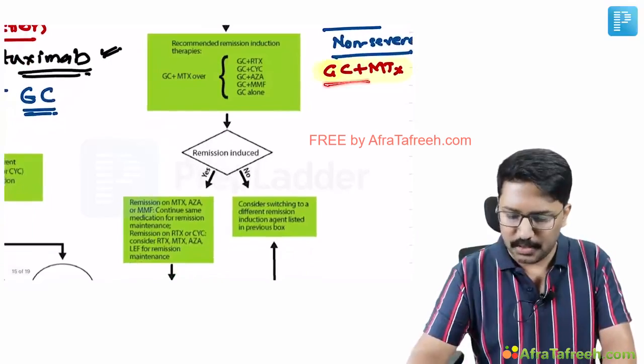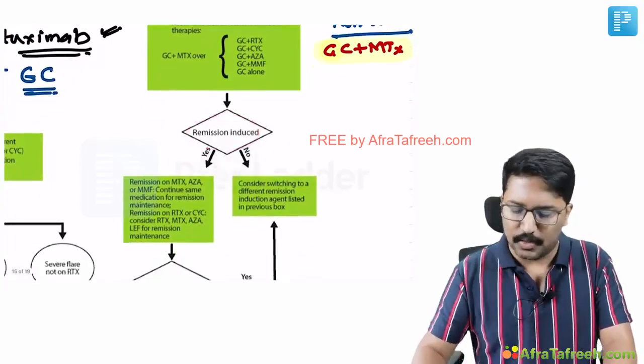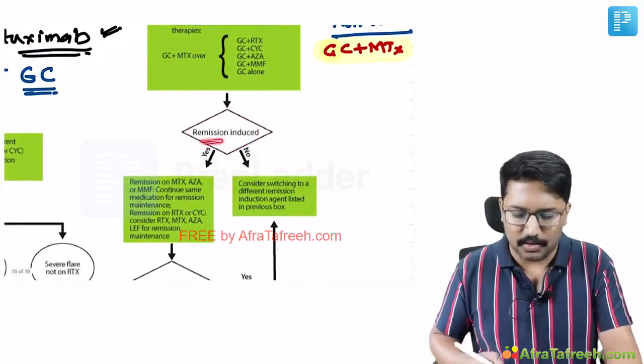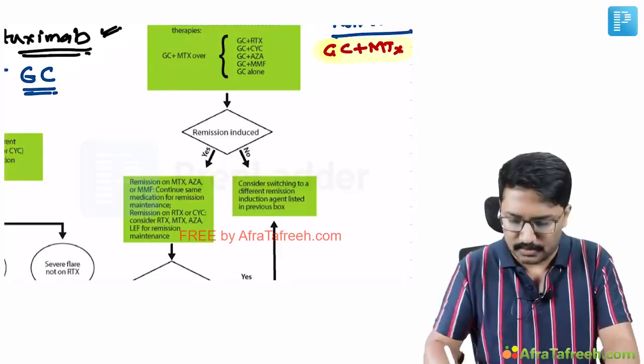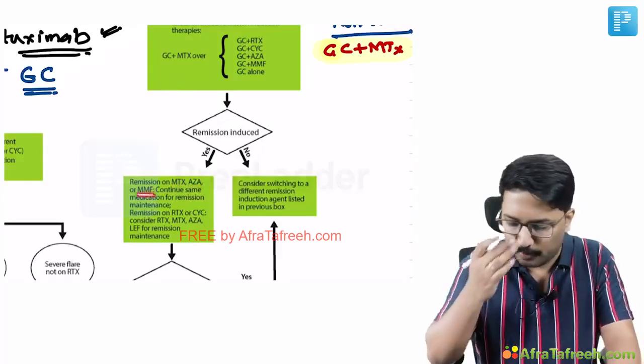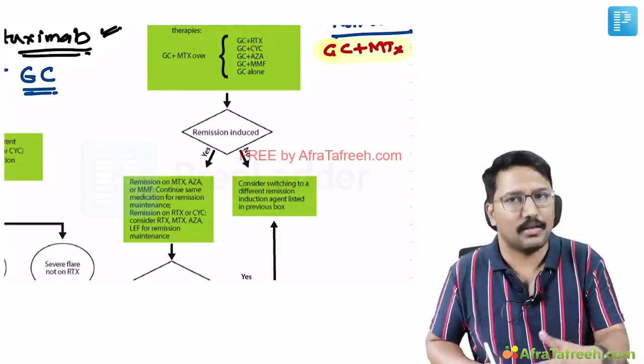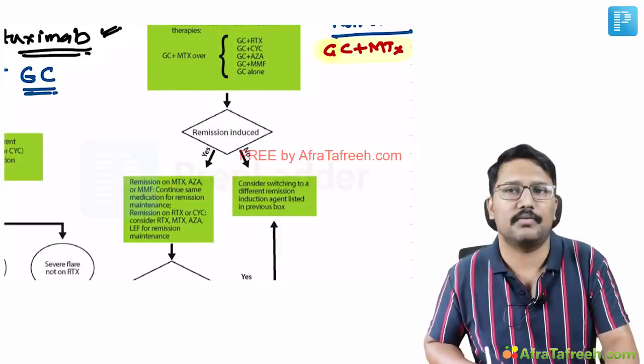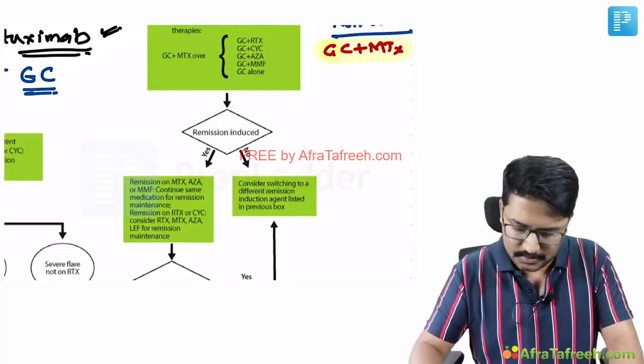Clear? Now with this regimen, if you achieve a remission, what is the next step? If you achieve a remission, you can try to maintain the remission with methotrexate, azathioprine or mycophenolate mofetil. Maybe you can just kick off the steroids and try to maintain them with the immunosuppressant agents, right?